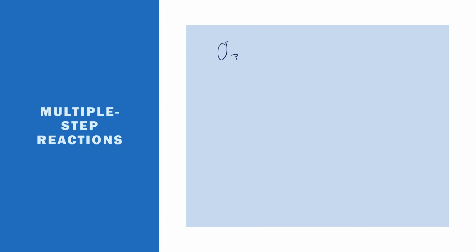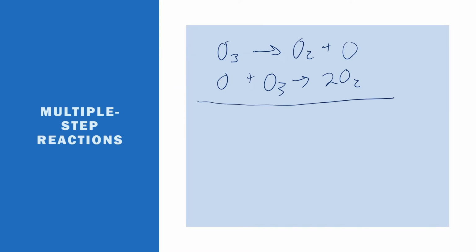Let's look at ozone. Ozone can decompose into O2 and oxygen, and then that lone oxygen can react with another ozone molecule to form another two oxygen molecules. So these are our two steps, and each one of those is an elementary reaction on its own. So this would be unimolecular, this would be bimolecular. But when you put them together, they're going to add up to create the overall reaction.